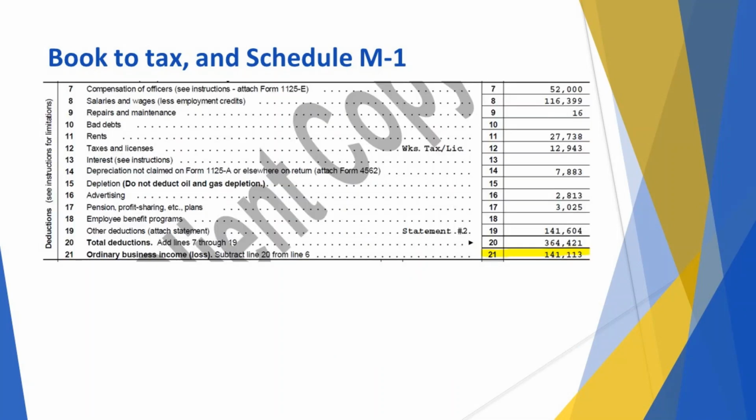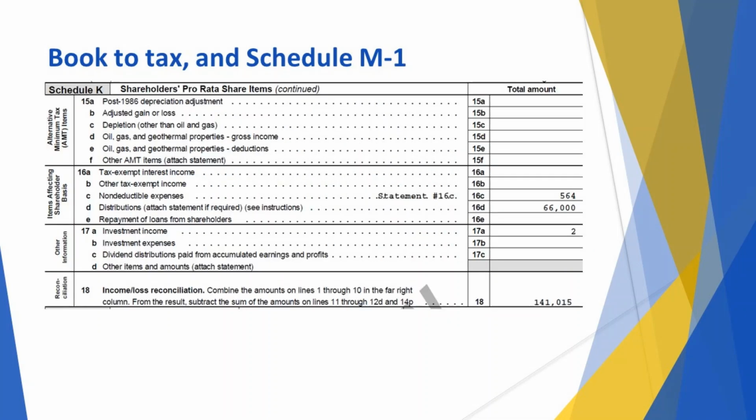Here is page 1 of the 1120S that shows our ordinary business income of $141,113, which ties back to our adjusted balance on our financial statements. Our Schedule K reconciled income or loss is $141,015, which is our ordinary income plus $2 interest income minus $100 charitable contributions.